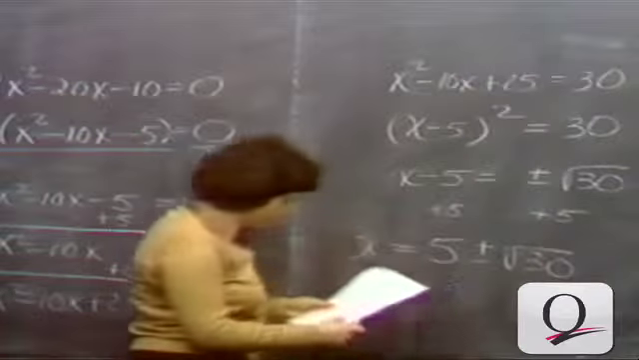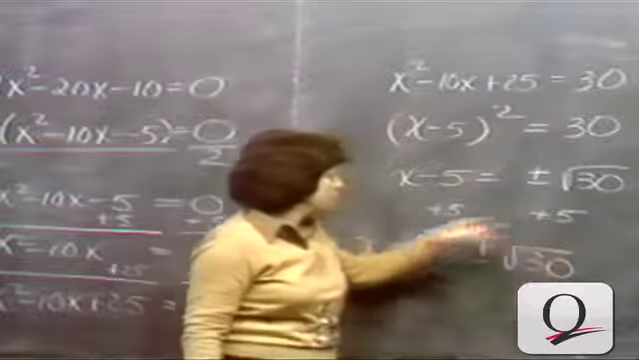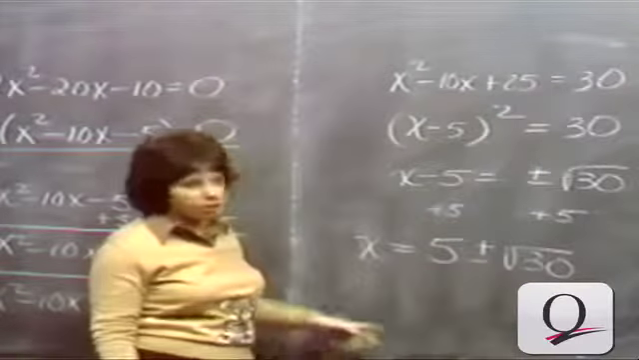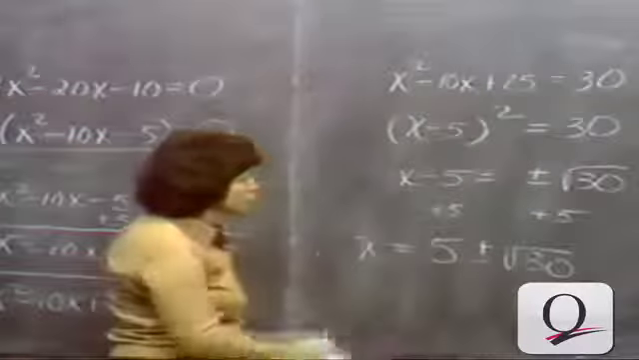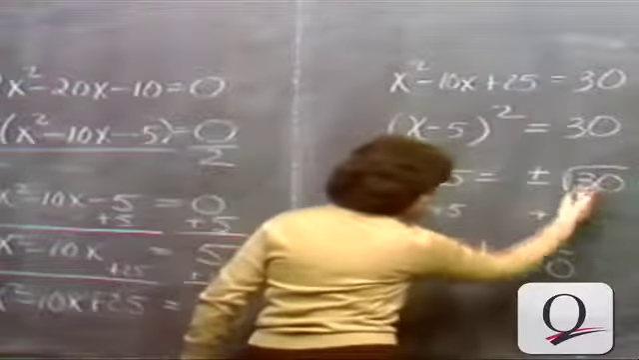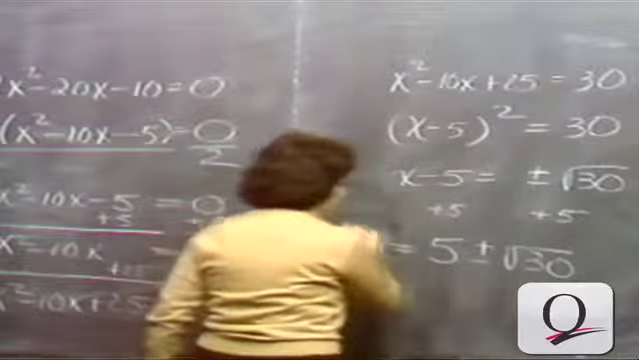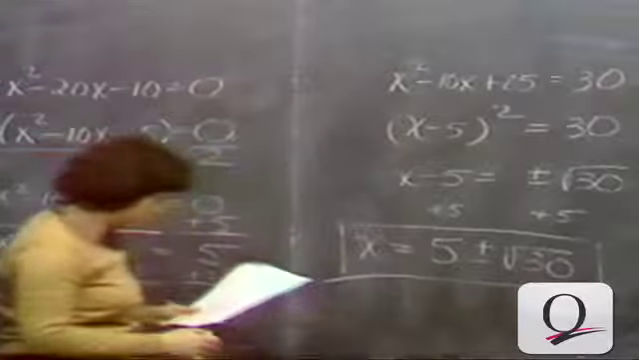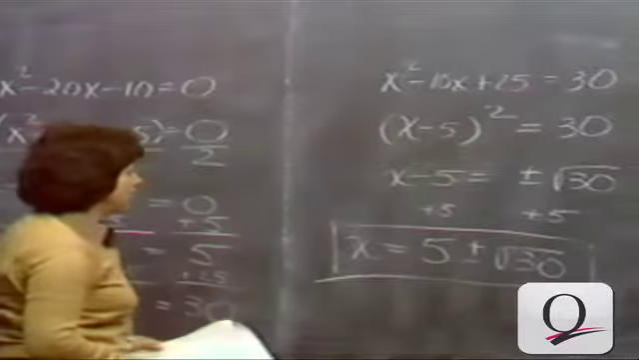This gives us two solutions: 5 plus the square root of 30, and 5 minus the square root of 30. And there's nothing wrong with doing it the other way, the square root of 30 plus 5 and minus the square root of 30 plus 5. And here we have the two solutions to this example, and this is the end of the tape.